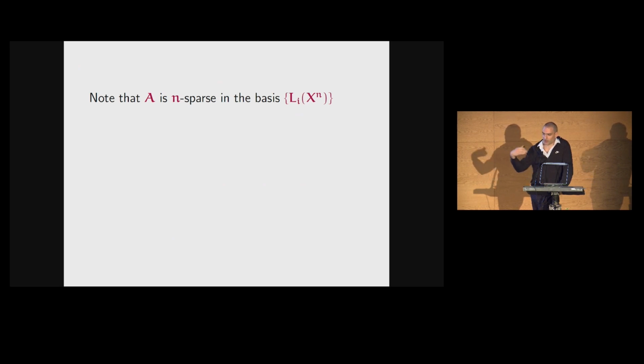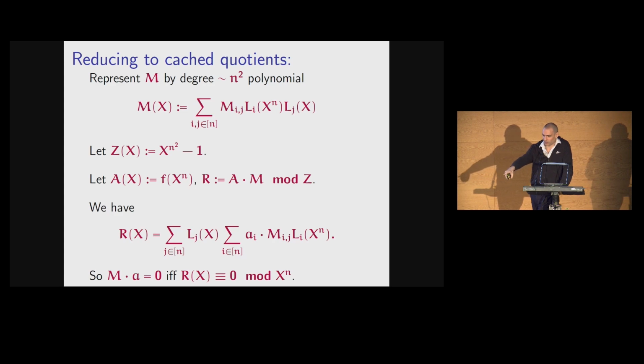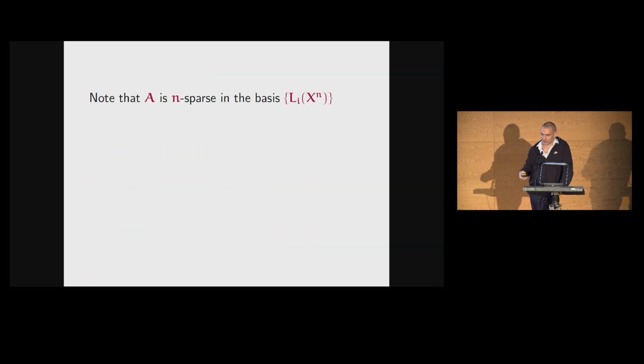Okay, and now we want to show that this is a fit for the cached quotients method. So the first thing to notice is that this a is sparse in the basis of the Lagrange polynomials, but applied on x to the n. Because again, a was just f of x to the n, so it's just this polynomial of n powers, so it's going to be sparse in this basis.